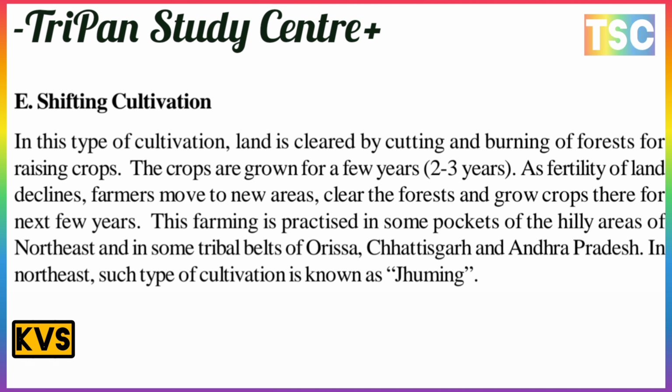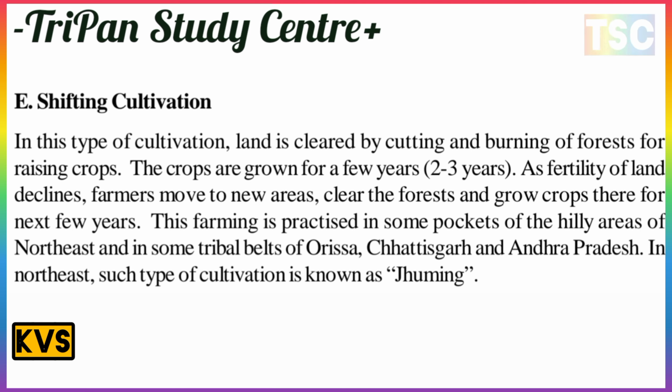In this type of cultivation, land is cleared by cutting and burning of the forest for the raising of crops. There is an important point here: the cutting and burning of the forest for raising crops. The crops are grown for a few years, 2 to 3 years. As the fertility of the land declines, farmers move to new areas. They clear the forest and grow crops there for the next few years.